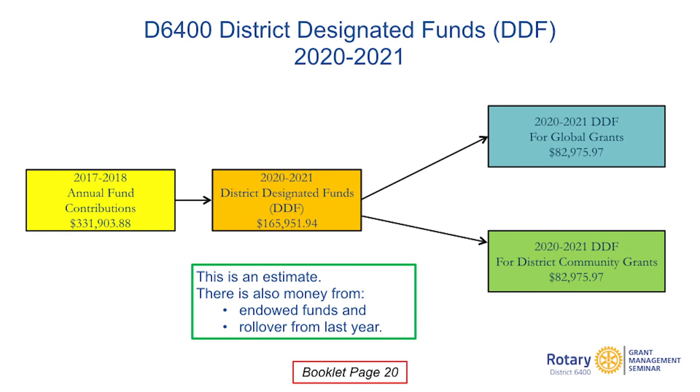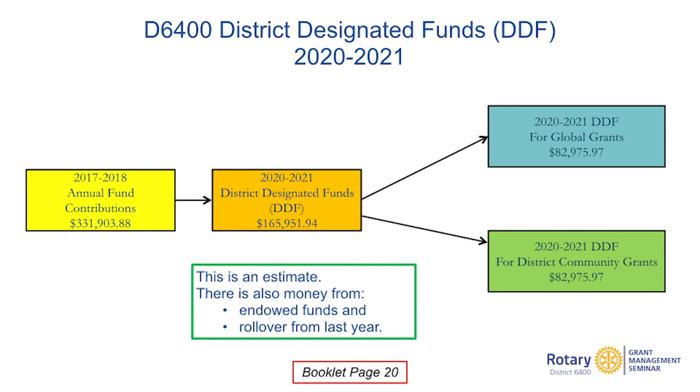So most of the money moves up the global ladder if it's not spent. So we have more than that available to us this year. Yes? Rick, in that $331,000 when it was raised 3 years ago, yeah. That's just out of our district. That's from our district, yeah. Is there sometimes money left over or it carries up to the following year?